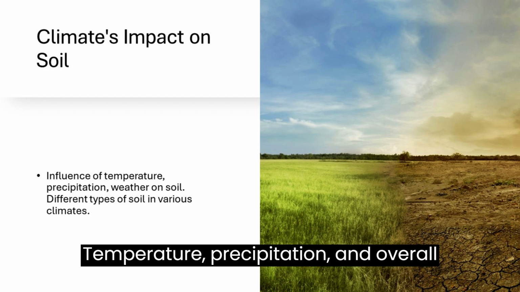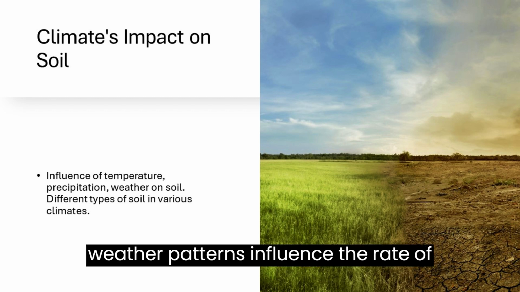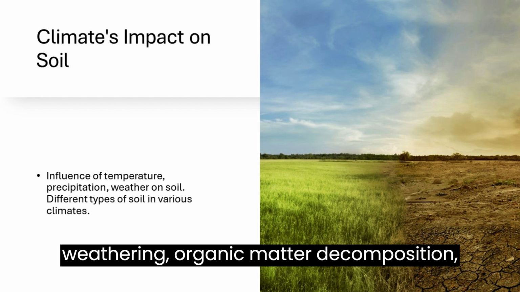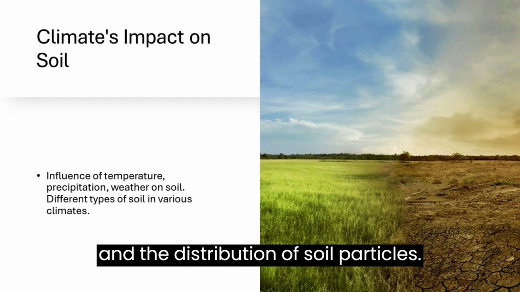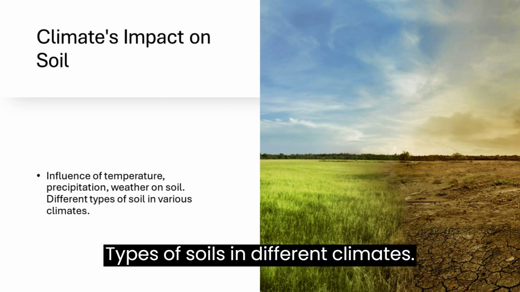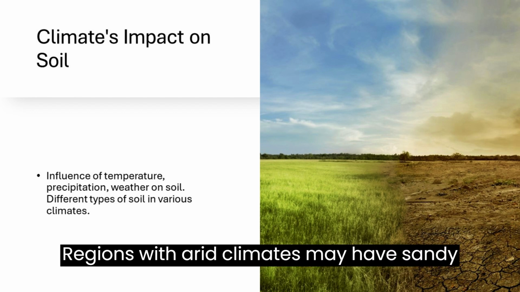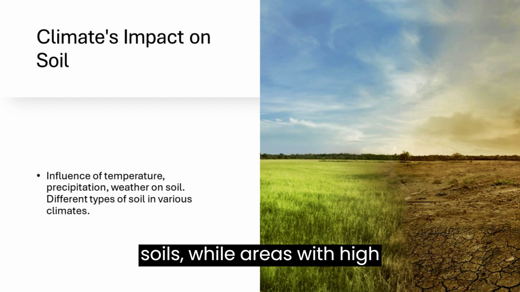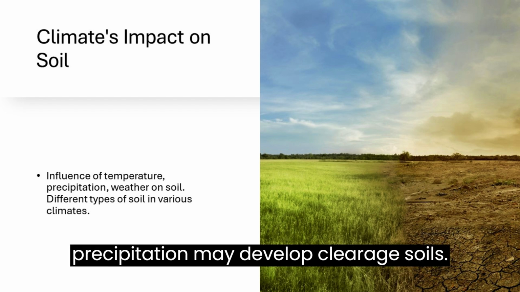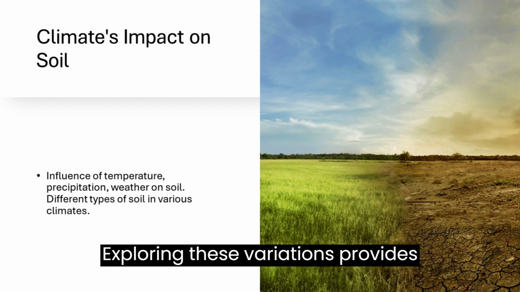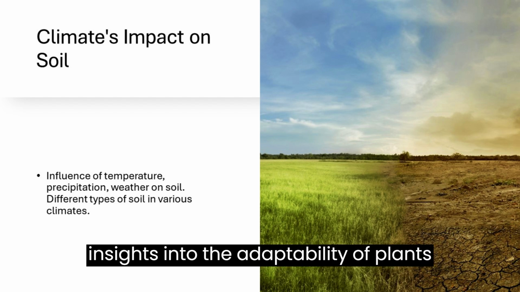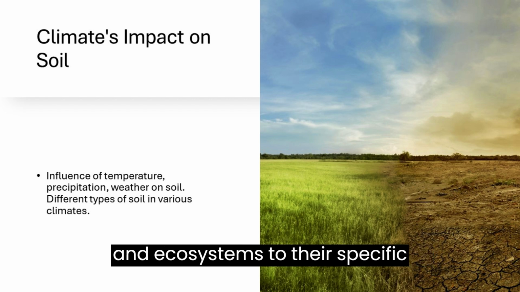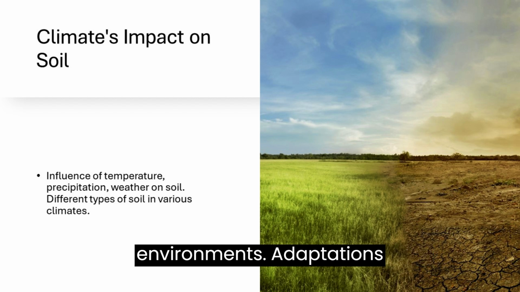Temperature, precipitation, and overall weather patterns influence the rate of weathering, organic matter decomposition, and the distribution of soil particles. Types of soils in different climates. Regions with arid climates may have sandy soils, while areas with high precipitation may develop clay-rich soils. Exploring these variations provides insights into the adaptability of plants and ecosystems to their specific environments.